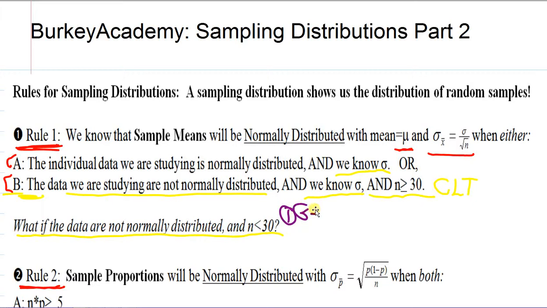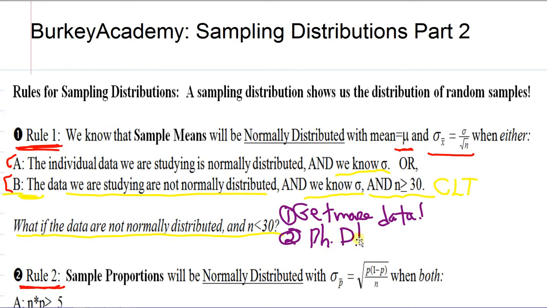So get more data. What if you can't get more data? Then your second option is get a PhD in statistics or hire someone with a PhD in statistics. That's a difficult problem.